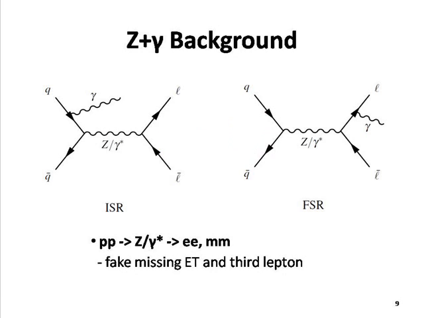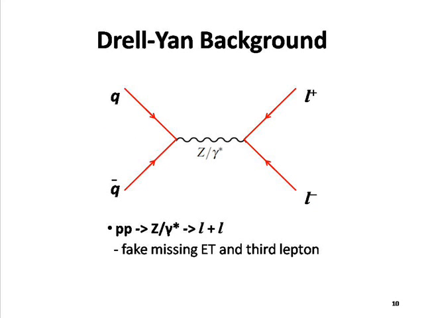The Z gamma, here I show you 2 Feynman diagrams. The first one is the initial state radiation, the second the final state radiation. These two are both our backgrounds. If the missing ET and the third lepton are faked, they will become our signal. And again, the W Z, a pretty similar mechanism.